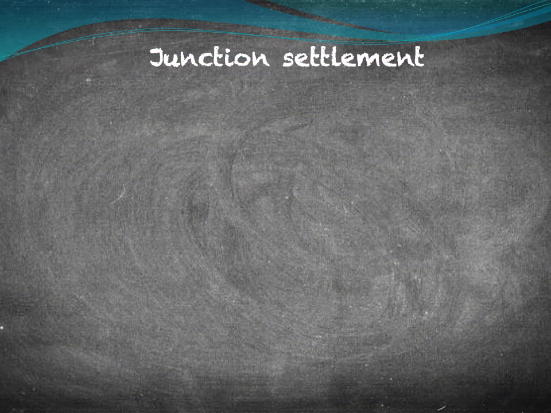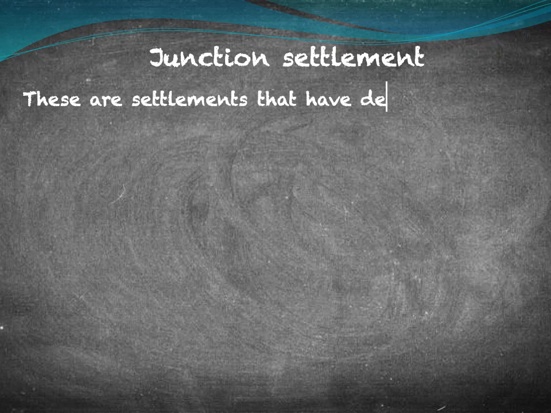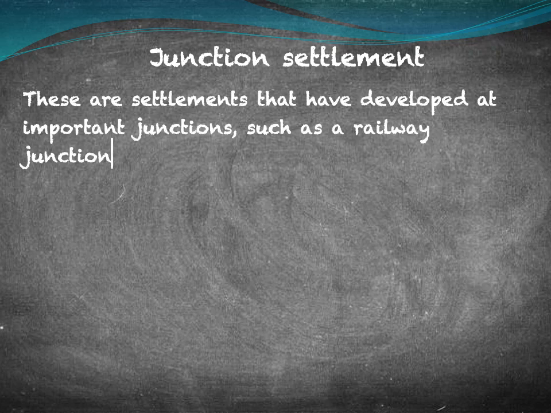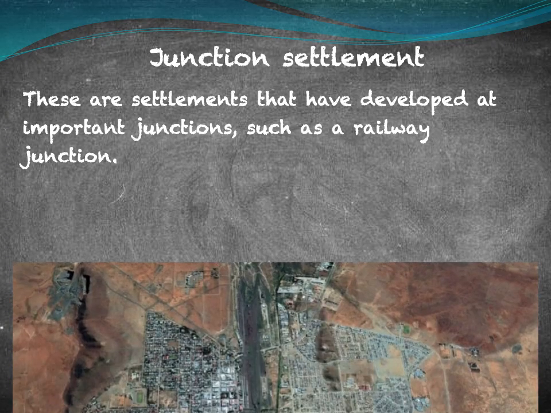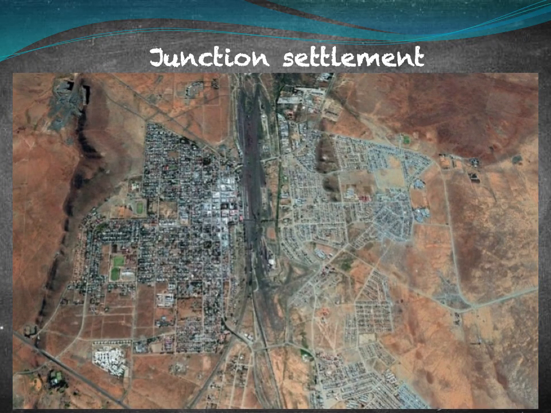The next type of settlement we get is a junction settlement. Now, a junction settlement is where there's a junction, either a road junction or a railway junction. Now, obviously, a railway junction makes more sense for a town to develop there, because the moment you get a junction there, you're getting a lot of opportunities for business. There could be a change of transport there, mode of transport. And this example here we see in South Africa is the example of De Aar.